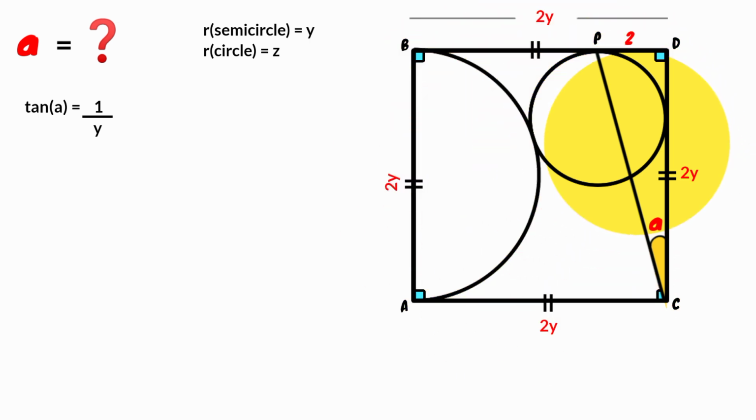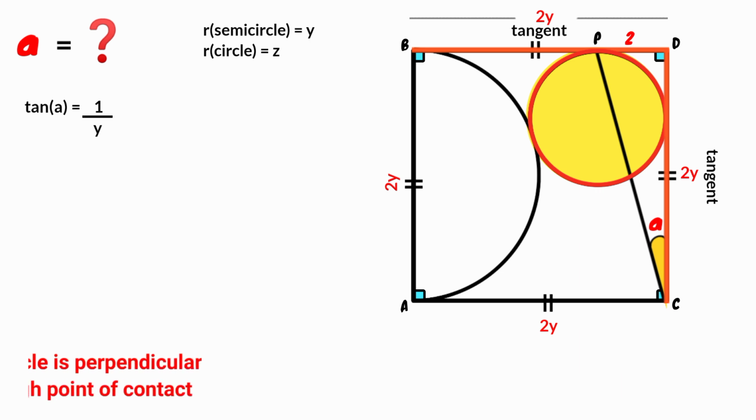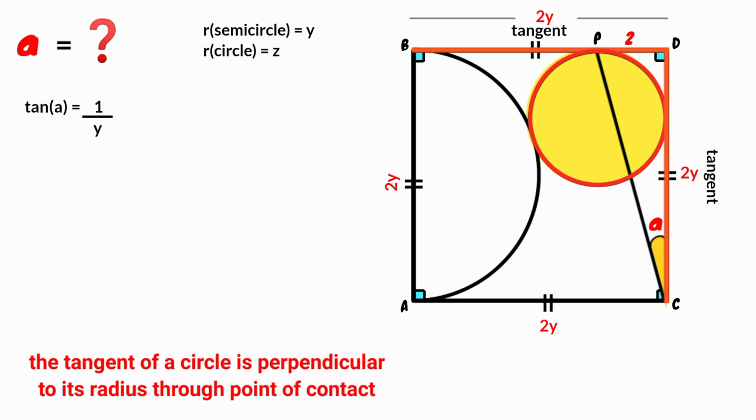We see this side touch the circle at this point. That makes it a tangent. And this also touch the circle. That implies that it is also a tangent of the circle. From the circle theory, there is this rule that the tangent of a circle is perpendicular to its radius through the point of contact. So here, if we draw out the radii z's, the angle they'll form with the tangent are right angles.